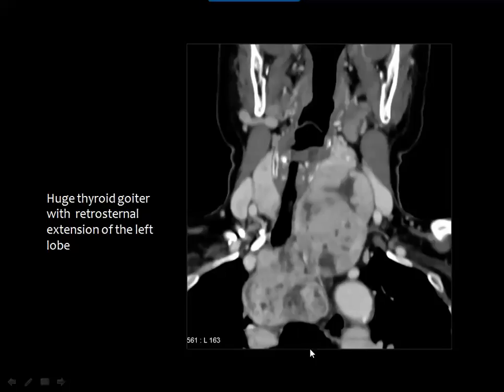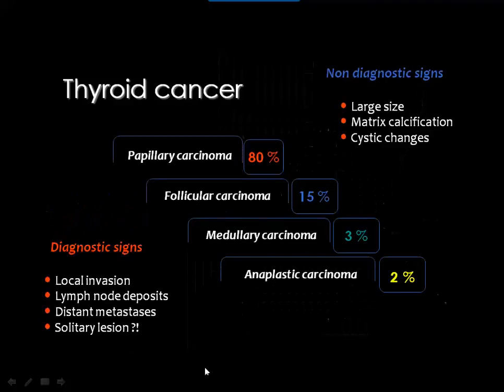And this is an example of huge multinodular goiter affecting the left lobe of the thyroid gland more than the right lobe, with areas of hypodensity as well as some of the calcium inside the affected gland. And you see the large intrathoracic retrosternal extension.